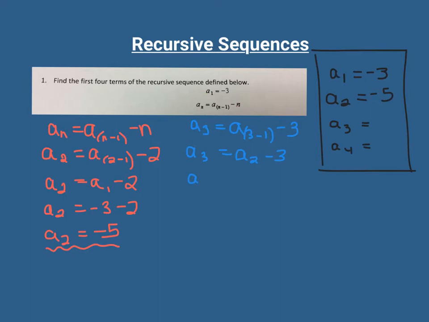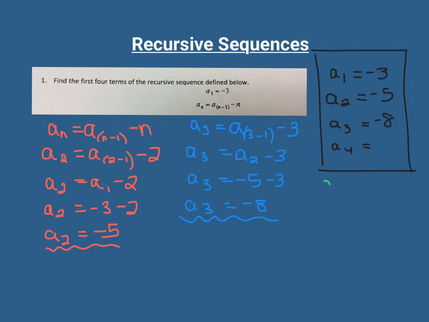A sub 2 we found right over here, or in your answer box, a sub 2 is equal to negative 5. So I'm going to replace this a sub 2 with a negative 5 and bring down my minus 3. So a sub 3 equals negative 5 minus 3, which is negative 8. This is the value of our third term, and I'm going to put that in my answer box. Then finally, let's find a sub 4. Same thing over and over again.